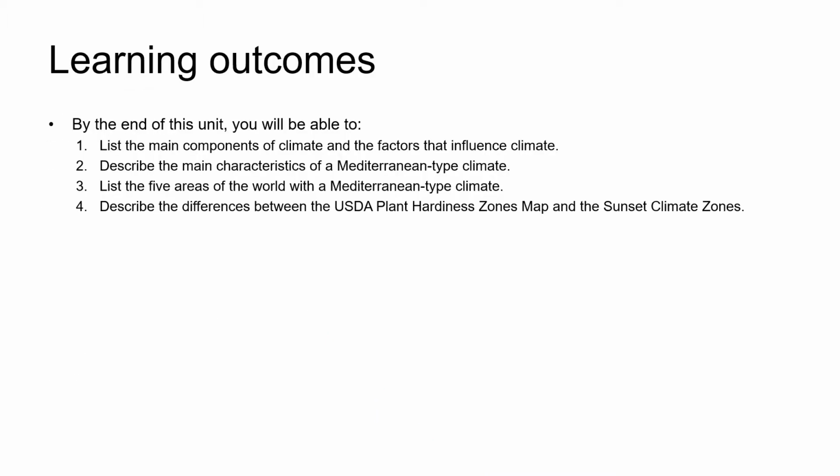By the end of this unit you'll be able to list the main components of climate and the factors that influence climate. You'll be able to describe the main characteristics of a Mediterranean type climate and list the 5 areas of the world with a Mediterranean type climate. And fourthly, you'll be able to describe the differences between the USDA Plant hardiness zones map and the Sunset climate zones.